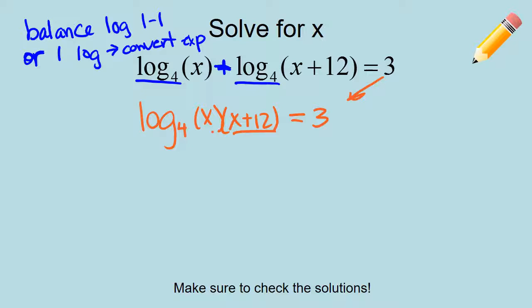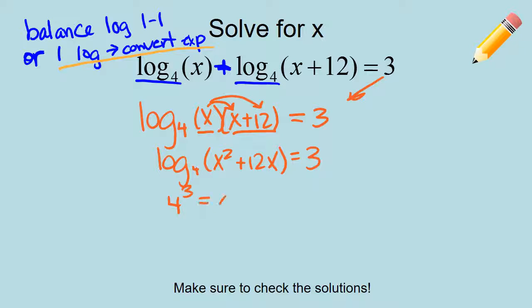So here I have a binomial times a monomial. I have to distribute that x to both terms. I have log base 4 of x squared plus 12x, still equal to 3. Now I have one log. So my option in this case is to convert to exponential. So the base becomes the base, the answer the exponent, what's remaining is the answer. All right, this looks a little bit like a quadratic, so let's kick that 4 to the third over to the other side.